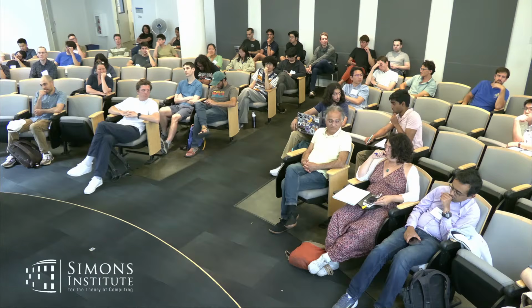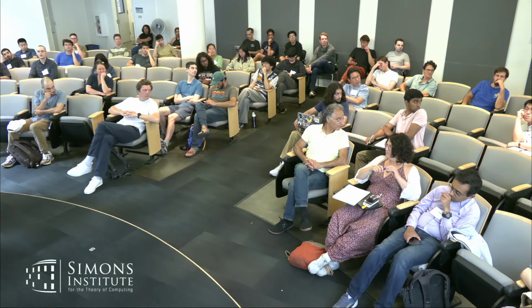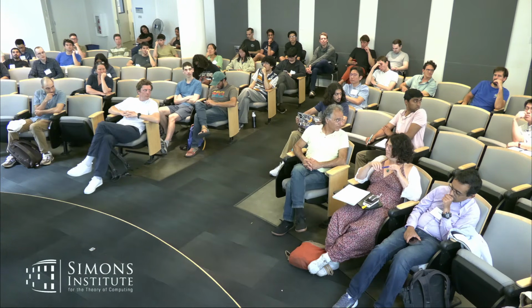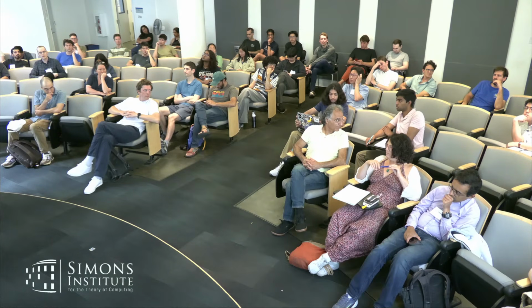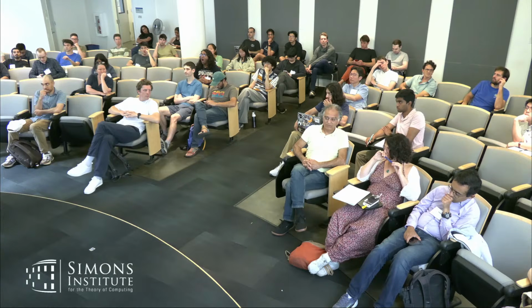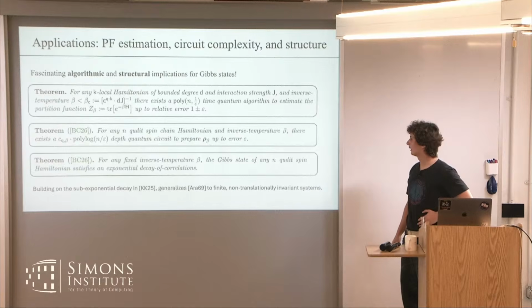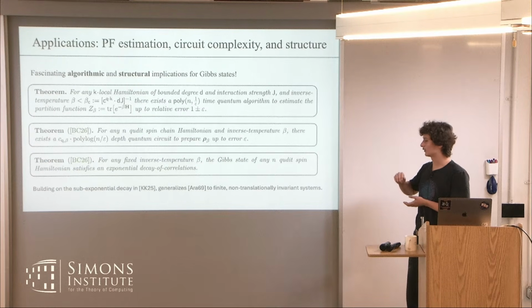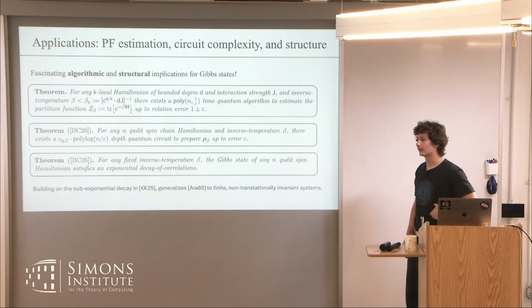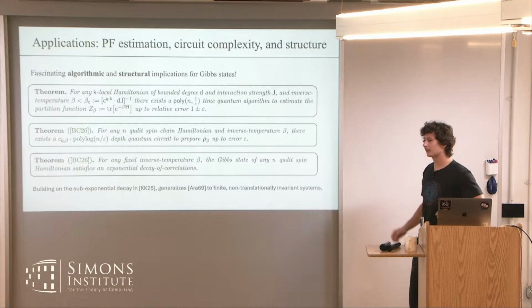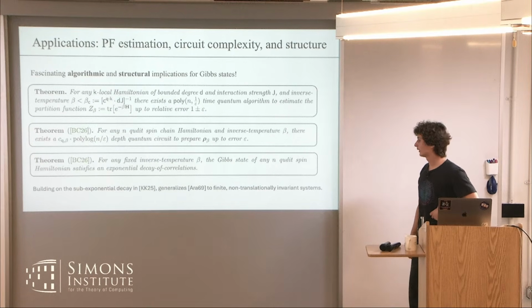Do you know off the top of your head the comparison between your result and the previous MPO type results in terms of dependence on beta? Are those also done with exponential beta? So the previous MPO results, given that they end up having a larger circuit depth description, the dependence on beta tends to be much better. There are results with just singly exponential dependence on beta. There may even be some with polynomial dependence on beta.